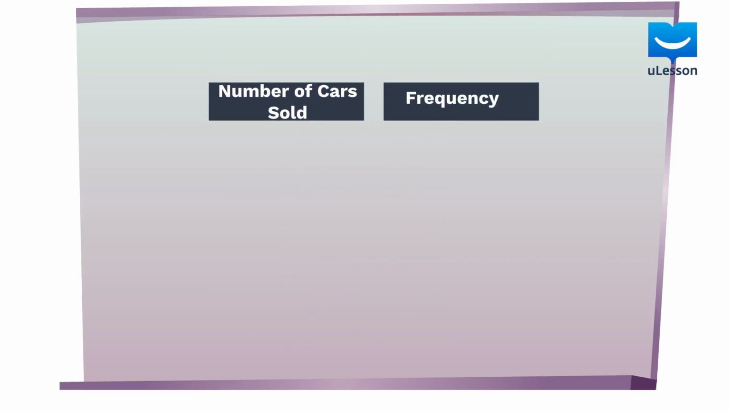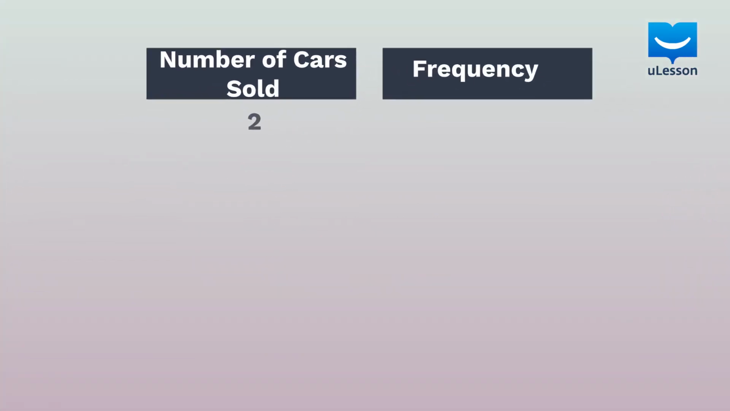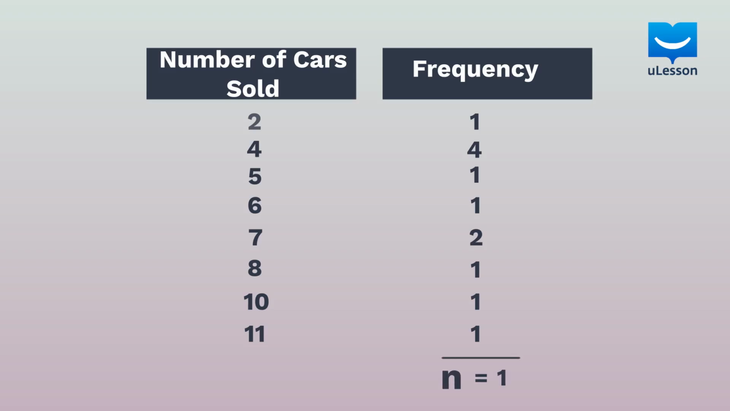We can see that 2 cars were sold in 1 month, giving a frequency of 1. 4 cars were, however, sold each in 4 different months, giving it a frequency of 4. 7 cars were sold each in 2 different months, giving a frequency of 2. It is seen that only 1 observation occurs for all other numbers of the cars sold.